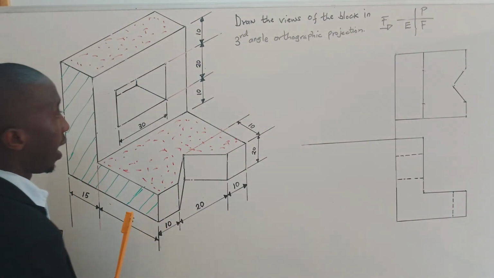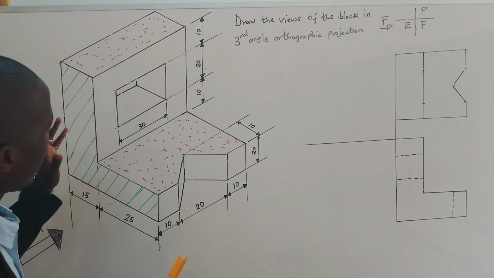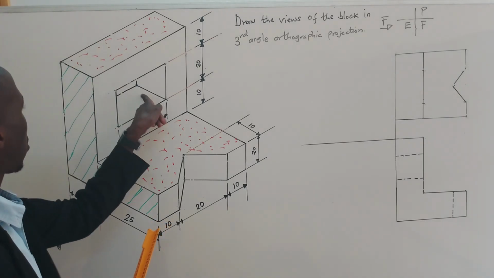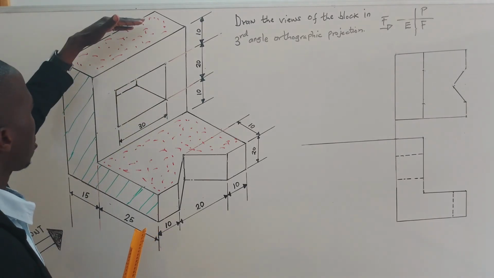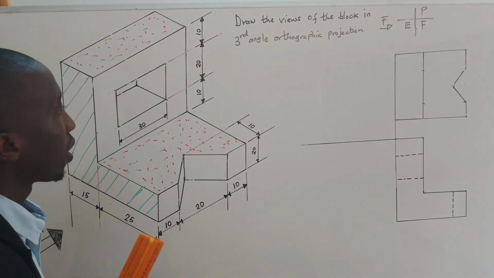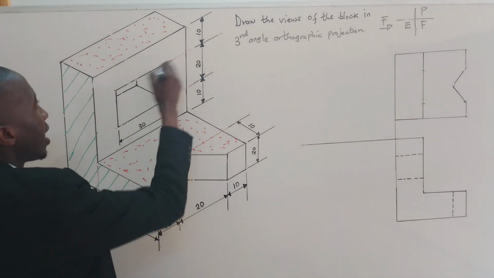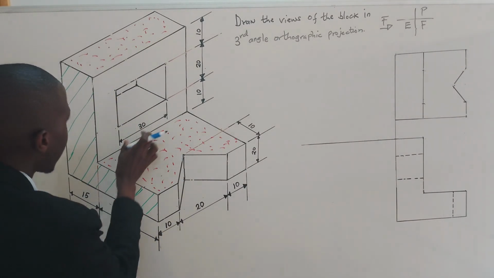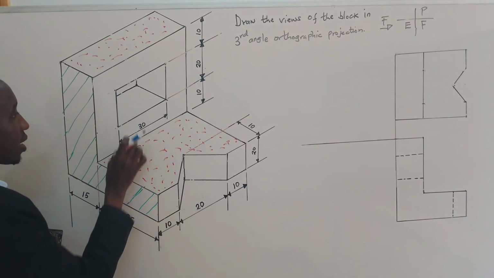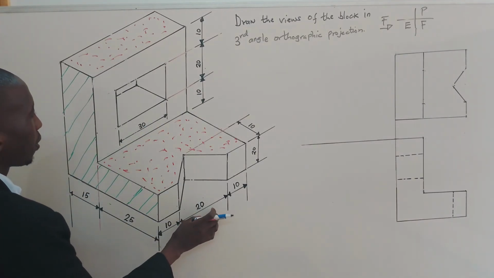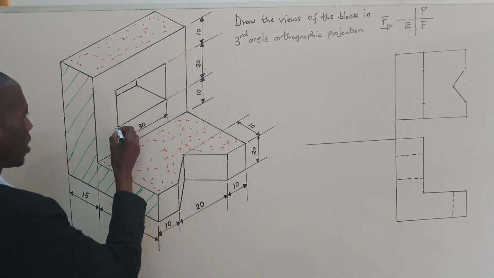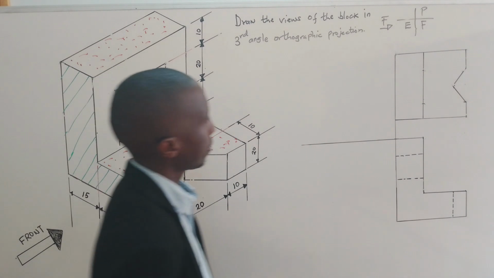Now, I will continue. We can check if we have left anything. You realize now, we have this hole here. From the top it's not visible, but we can have the hidden lines here. So we'll have to measure. Now this one is 30, this one is 30. Now 40 minus 30 is 10, so it is equal: this is 5, and this one is 5.